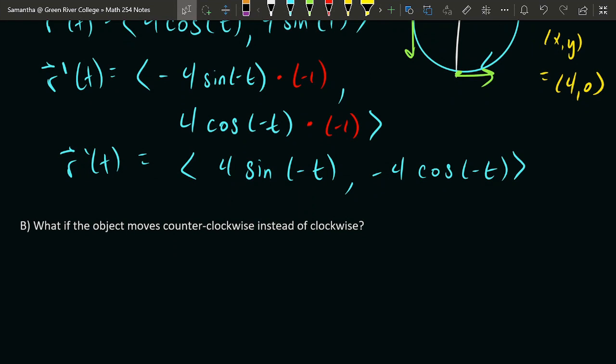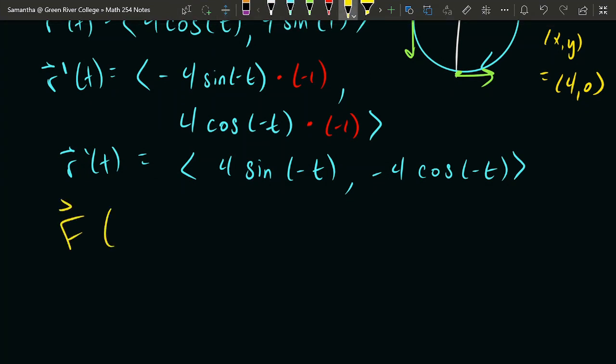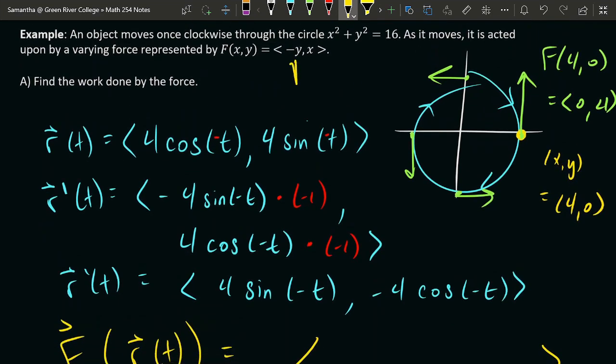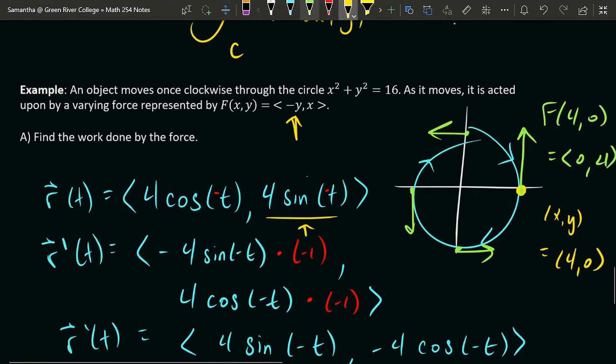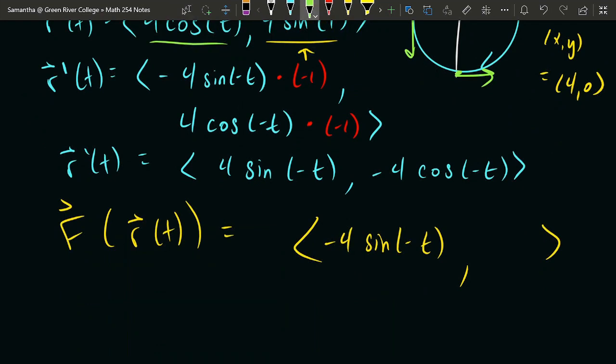Okay, next let's figure out what the force field would look like with the parameterization plugged in. So no longer negative y, I'm going to replace the negative y with the negative of the y in my parameterization. So negative 4 sine of negative t. No longer positive x in the back. I'm going to replace that x with the x of my parameterization. And so we will get 4 cosine of minus t in the back.